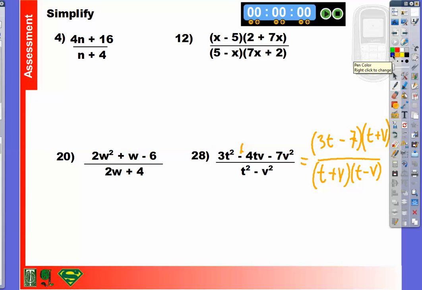Which parts will cancel out? t plus v, but 7 needs to also have v. Thank you. All right. So then we are left with (3t minus 7v) over (t minus v).